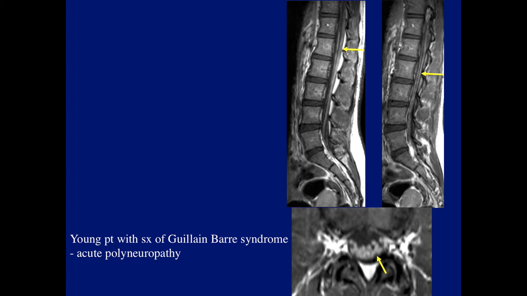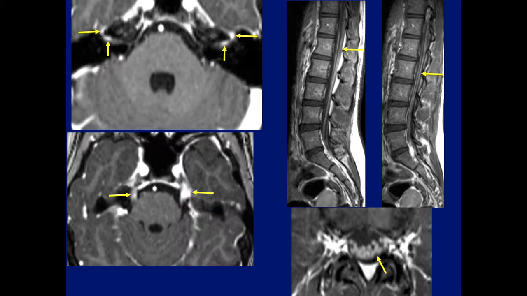This was an interesting case. A young patient presented with Guillain-Barré syndrome, acute polyneuropathy, had enhancement of the conus here. And notice, look at all the enhancement and thickening of the nerves in the lumbar region. And the diagnosis, they then did a brain MR. And what do we see?